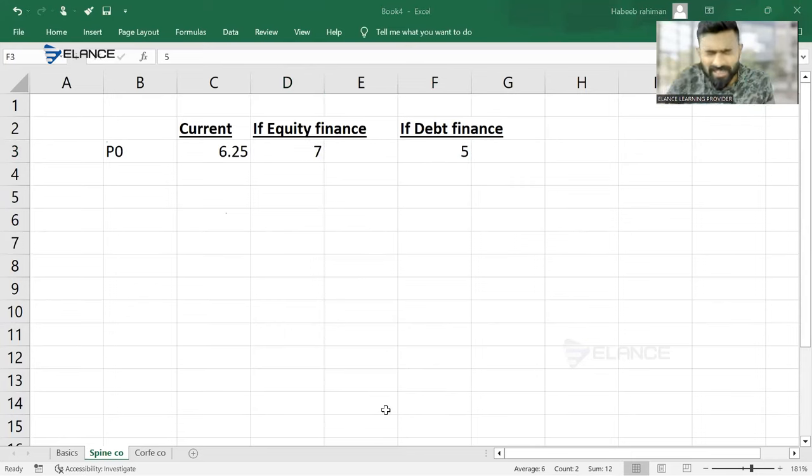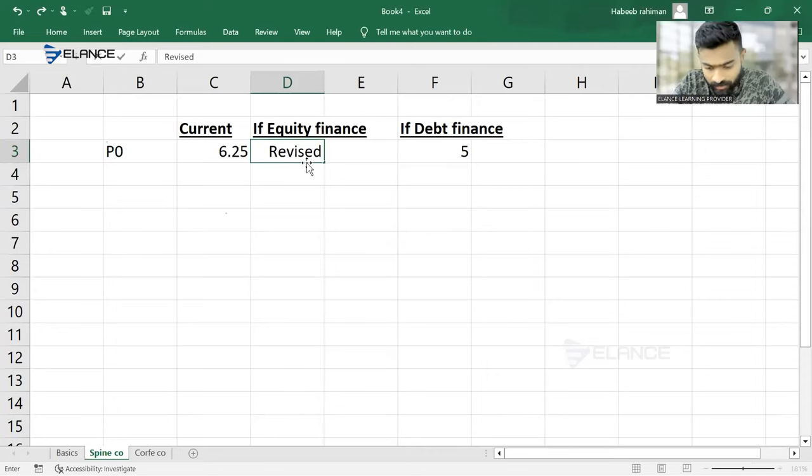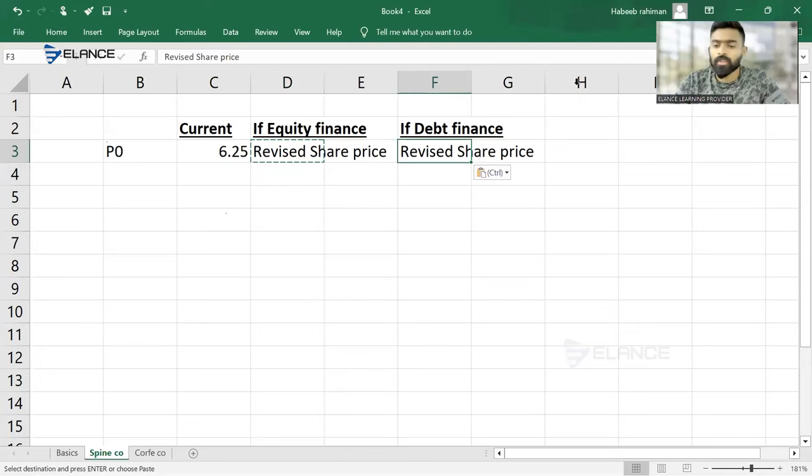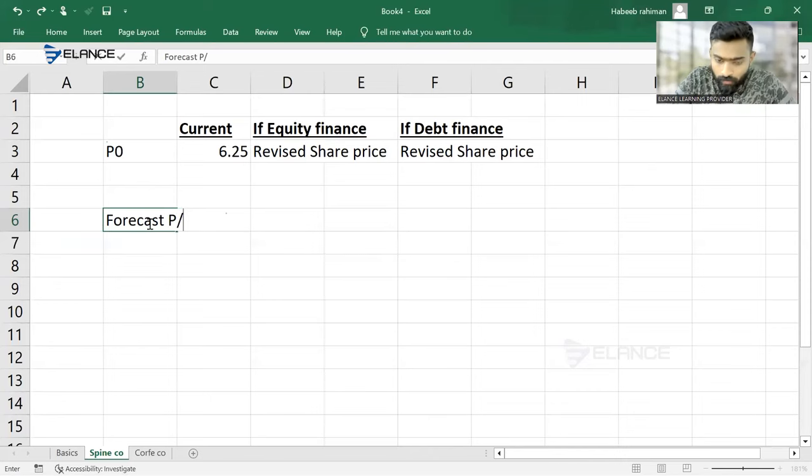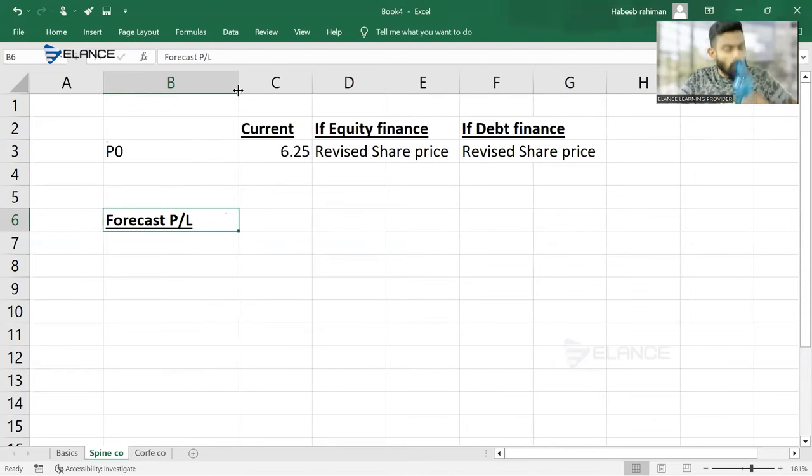That means for these types of questions, the three questions I said, spine company, lethargy company, tin company, for all these three questions, we need to calculate the revised share price for both of these methods. In order to solve this, first of all, we need to forecast the P&L. Please do solve with me together.